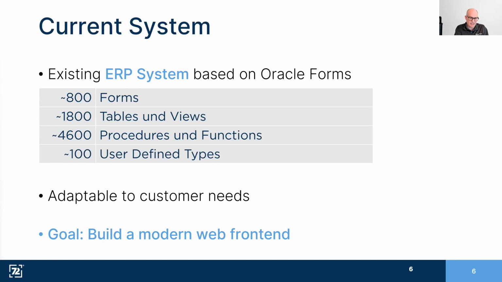The special thing about the system is that, because it's a product, it's adaptable by the customer. The customer can choose how the screens look, for example. They can choose what data they want to see. And they also build individual software or individual enhancements of this ERP system for customers. The goal was to build a modern web front end.